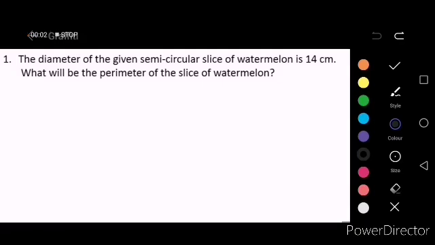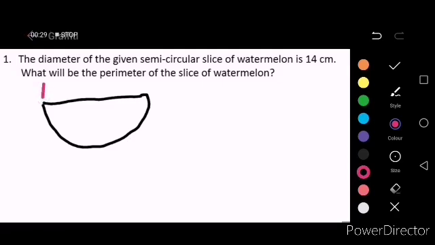Problem number 1. The diameter of the given semicircular slice of watermelon is 14 centimeters. What will be the perimeter of the slice of the watermelon? Now, we have to draw a semicircle because it represents the half of the watermelon, right? Okay, now, it has a diameter of 14 centimeters. So, ibig sabihin, mula dito hanggang dito, yan yung diameter. Huwag niyong isipin na yung diameter ay nakikita lang kapag buo ang circle. You can define the diameter as long as it's what? Twice the radius.